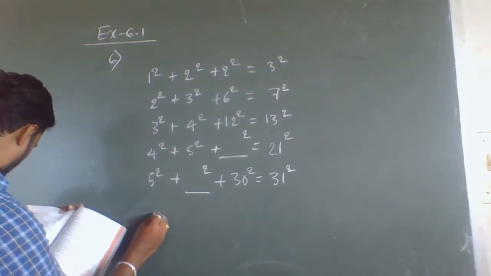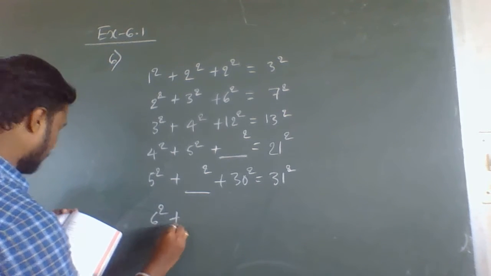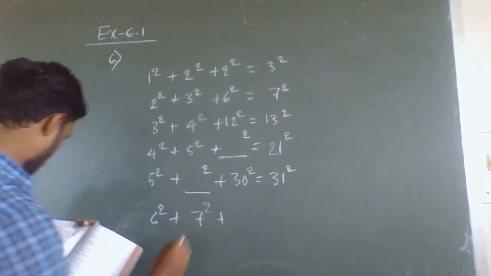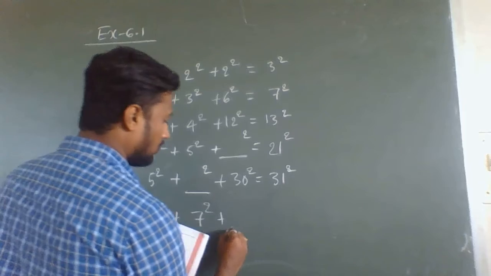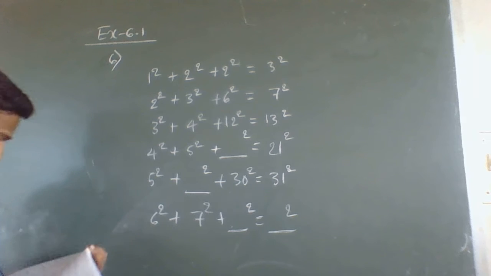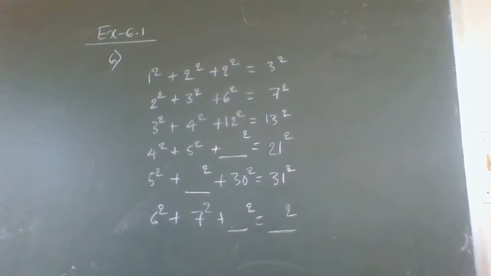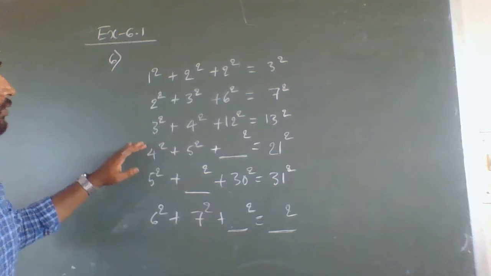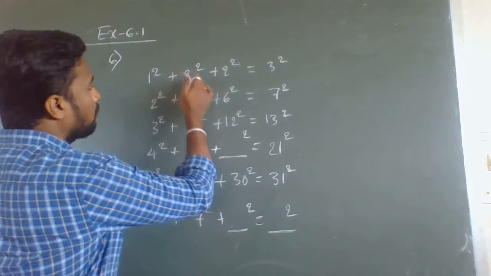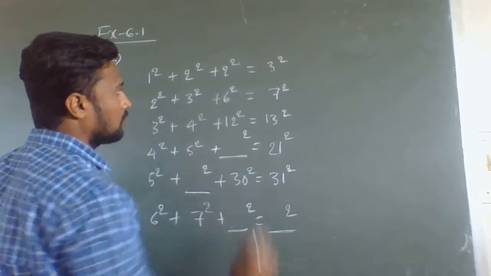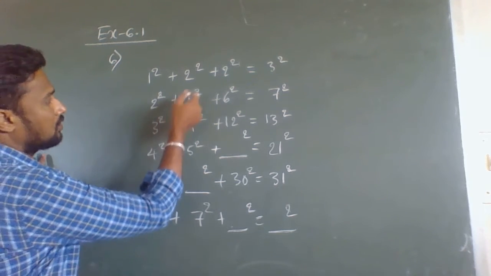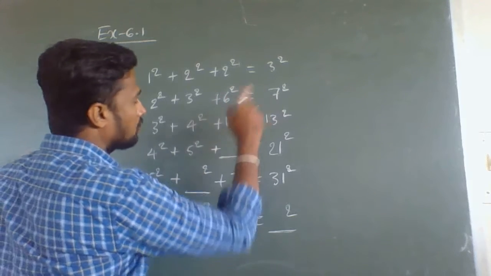Next again, in the next column, what are 6 square, 7 square plus, here they have not given two numbers, we have to write these two numbers. First, to write these answers, we have to observe these three patterns. You can observe here what they have given: 1 square plus 2 square plus 2 square is equal to 3 square. In the next pattern, 2 square plus 3 square plus 6 square is equal to 7 square.